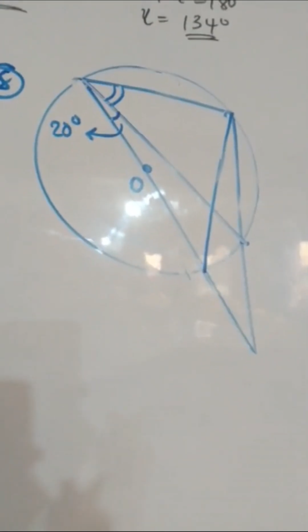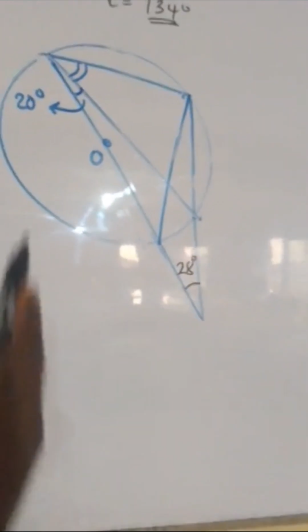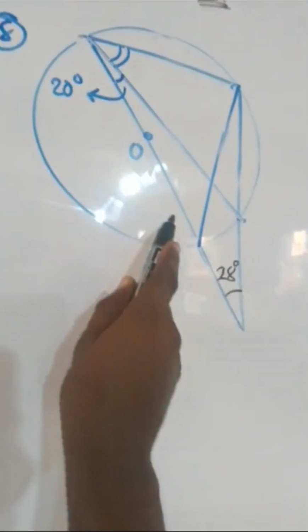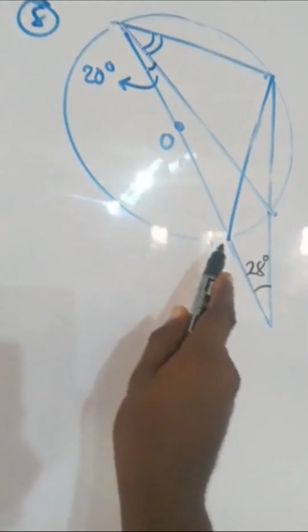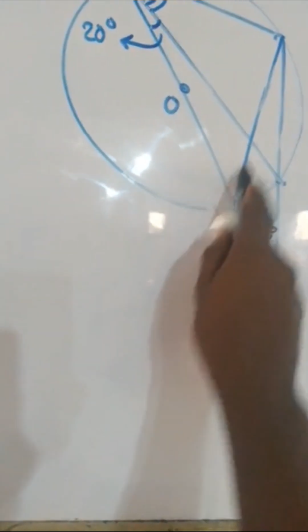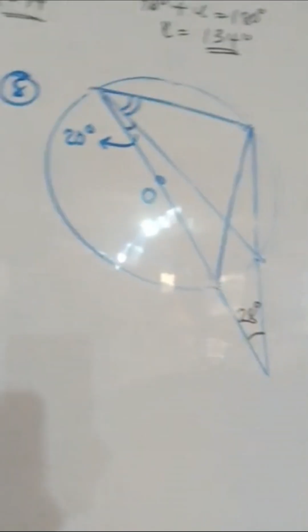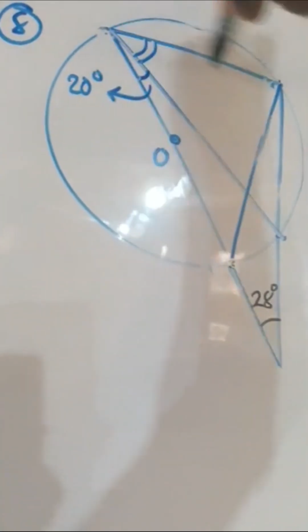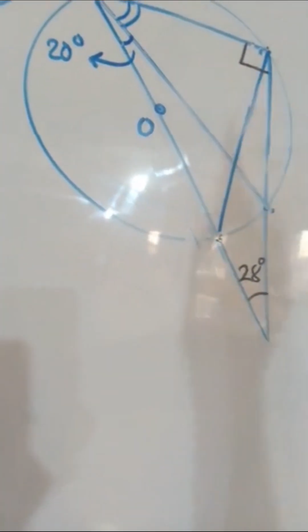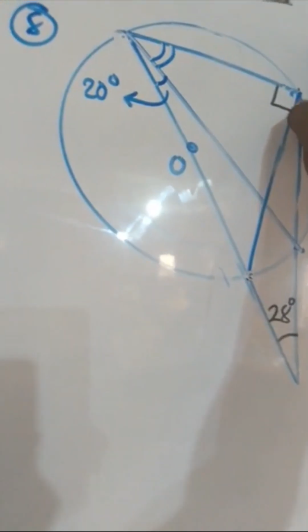Now, for this particular question, this line is actually a diameter. Whenever you have a diameter, look for 90 degrees. So from this point, trace it here, and the second point here, trace it here. So definitely this angle is what? Angle in a semicircle is one right angle.